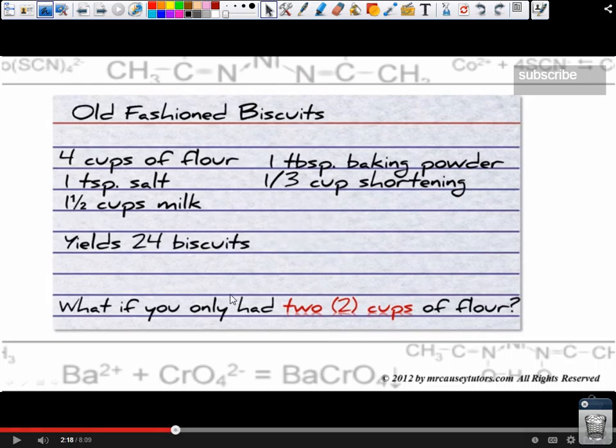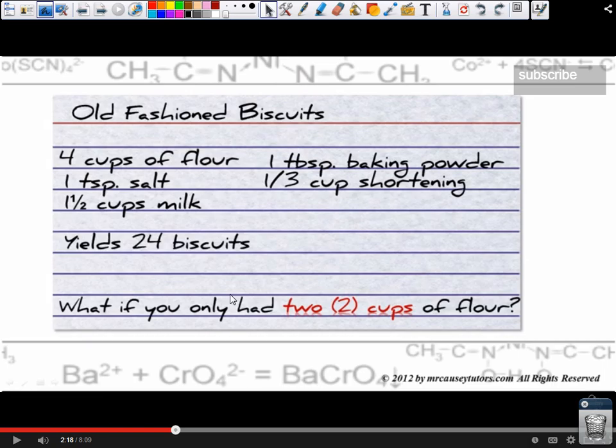All right, so let's ponder that. So we're going to change our 4 cups of flour to 2 cups. Is that going to yield what my recipe calls for? No, that's going to make my recipe yield more or less than what it calls for. Less. How much less? Half. Very good. If I halve my cups of flour, I have to halve my biscuits.